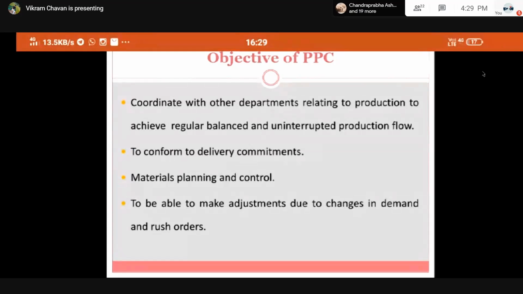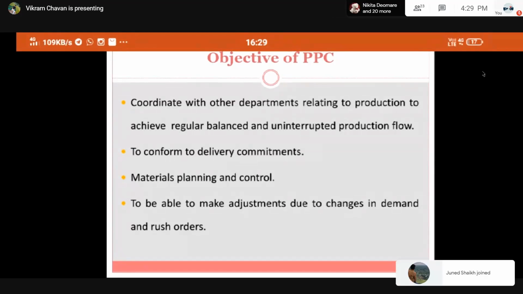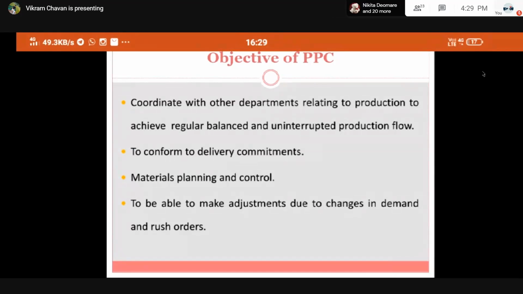And if there is any problem related to the design of any product, if the design department has designed the product appropriately but there is some problem in manufacturing, then it goes to the design department once again, and that department will support with respect to that particular problem.